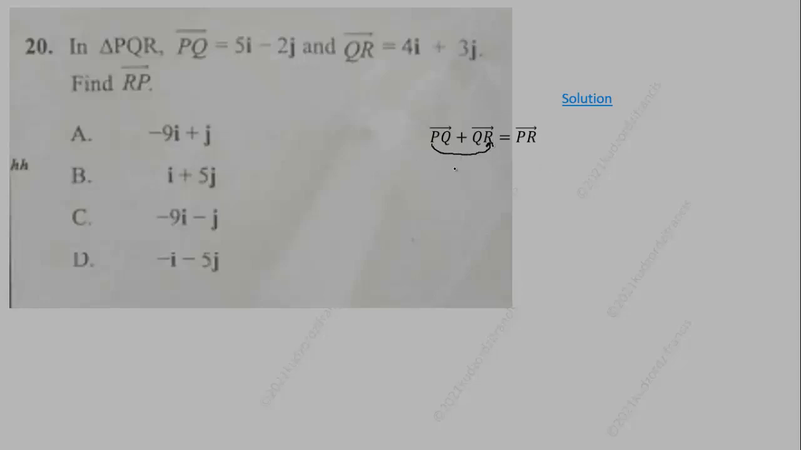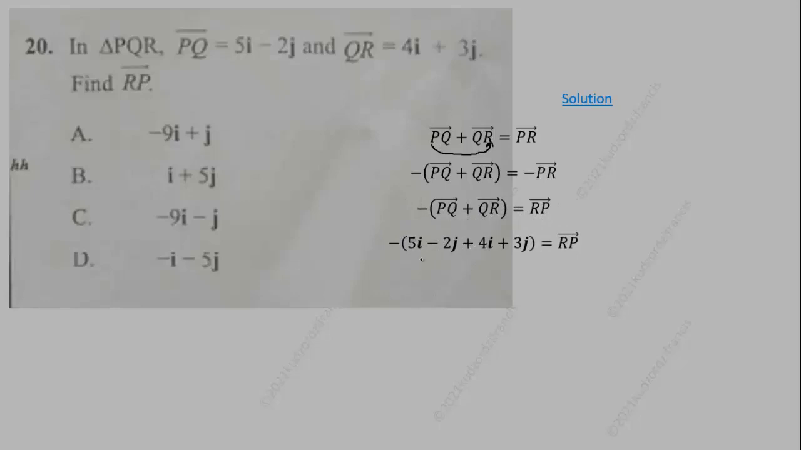Now we are looking for RP, not PR, so we negate both sides. When we negate both sides, we know the negative of PR is RP. So that will give us RP. Now we just have to substitute the components given to us here into the vectors, and that will simplify.